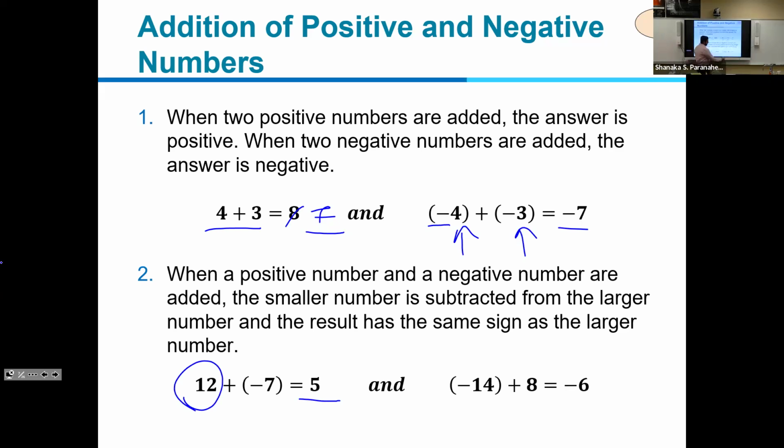So 14 and 8, difference is 6. Large absolute value is negative, so answer is negative. That's the rule.